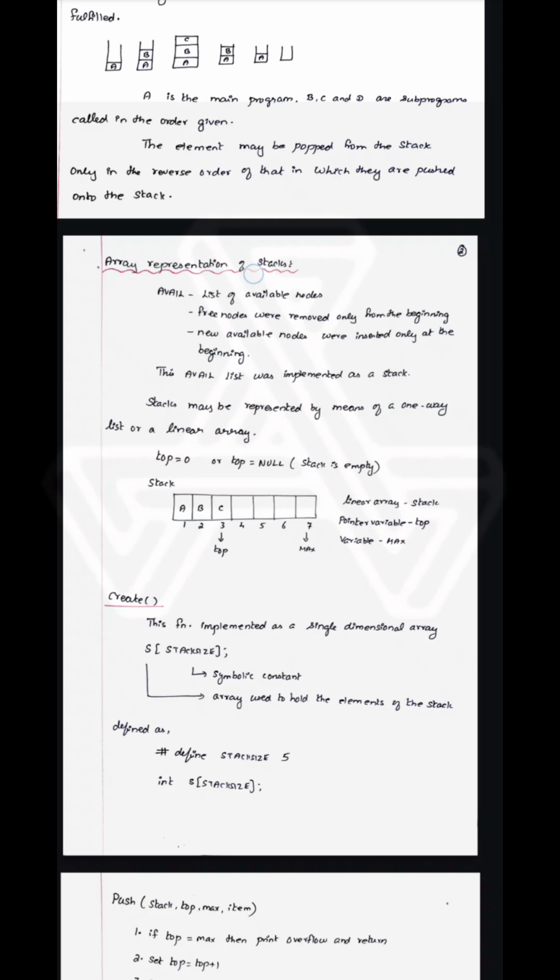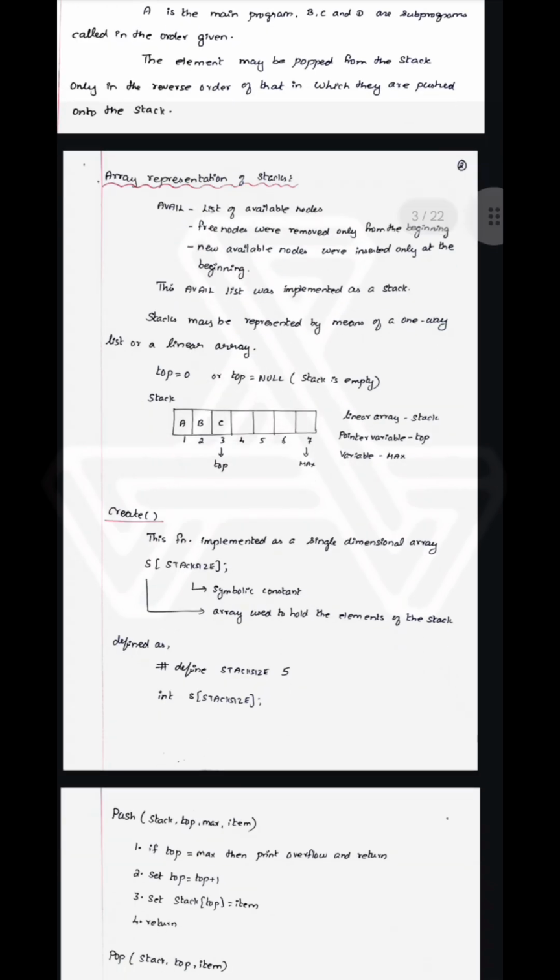Top equals 0 or top equals null means the stack is empty. For a stack A, B, C with maximum size 7, top will be at position 3. In a linear array stack, the pointer variable is top and the variable is max.